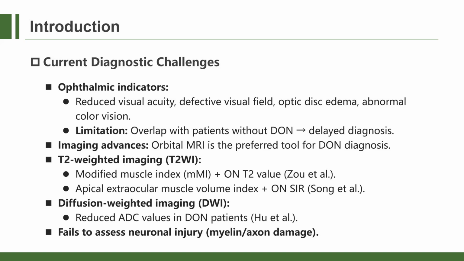To date, the gold standard for the clinical diagnosis of DON has not been established. Visual impairments are commonly adopted ophthalmic indicators for diagnosing DON. However, these symptoms may exhibit similarities or partial overlap with those present in patients without DON, leading to delayed diagnosis in clinical practice. With advancements in imaging techniques, orbital MRI has emerged as the preferred tool for diagnosing DON.